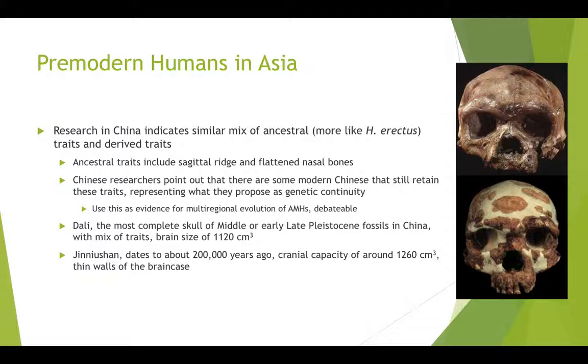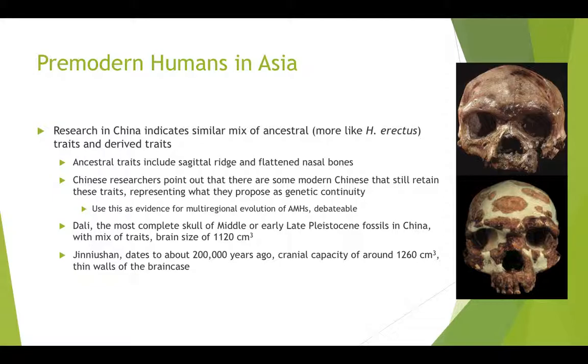Research in China indicates that we've got, again, fossil hominins that have a similar mix of ancestral, or more like Homo erectus, traits and these derived traits of later anatomically modern Homo sapiens. In the Asian fossils, the ancestral traits include a sagittal ridge, not quite the entire crest, but certainly a little bit of a raised point from those anchor points for the massive chewing muscles, and flattened nasal bones.